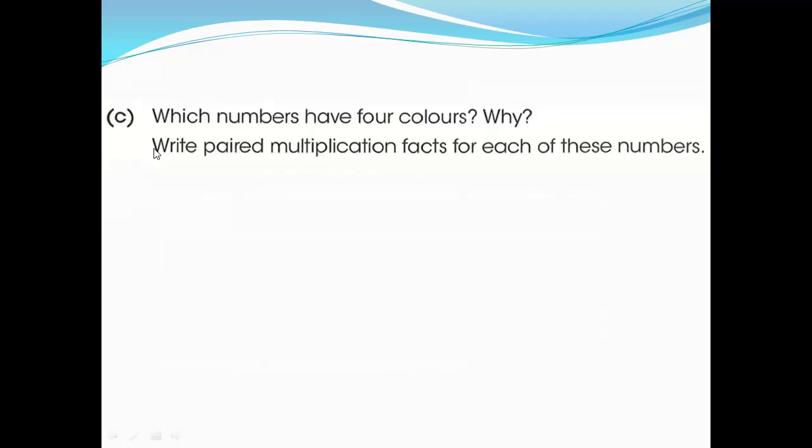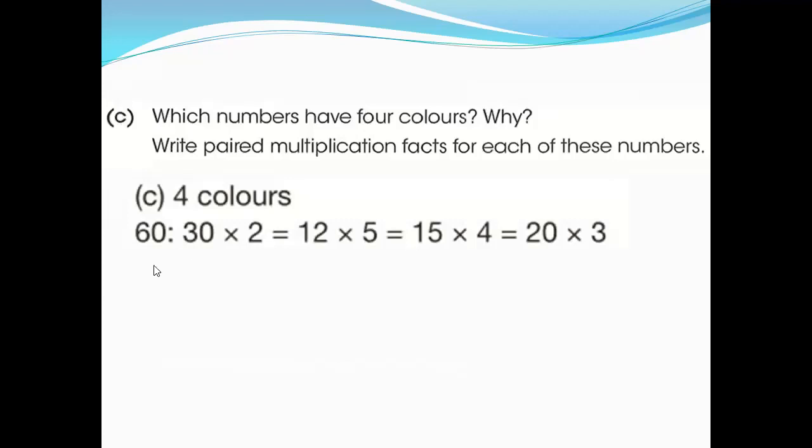Like this, this one is a little bit difficult. Four colors. Four colors are not easy to find. So I write just one for you. It's enough. 60. 30 multiply 2 is 60. 12 multiply 5 is also 60. 15 multiply 4 is 60. And 20 multiply 3 is 60. So you find four similar answers. Okay, if you multiply all these numbers, you can get the same answer.